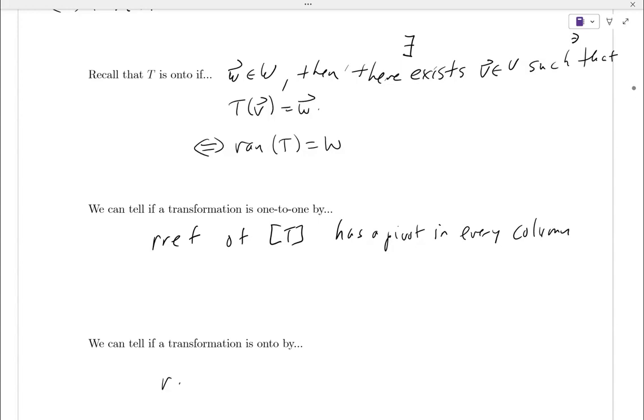And for onto, the reduced row echelon form of T has a pivot in every row.